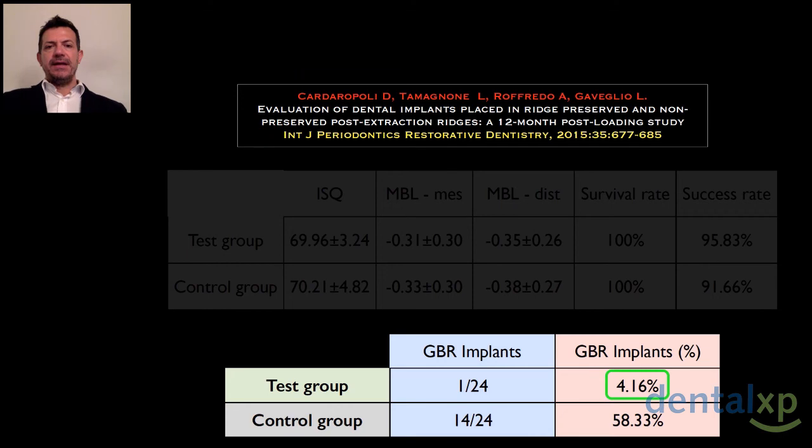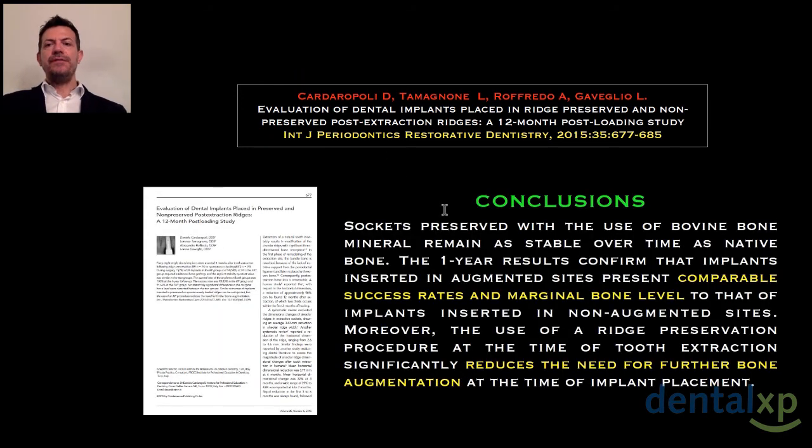The 1-year results confirm that implants inserted in augmented sites present comparable success rates and marginal bone level to that of implants inserted in non-augmented sites. So the bone that we have following ridge preservation, it is a woven bone, but it is able to positively receive implants, and after 6 weeks we can load the implants and have the same outcomes regarding survival rates, success rates, and marginal bone level if compared to implants inserted in native bone.